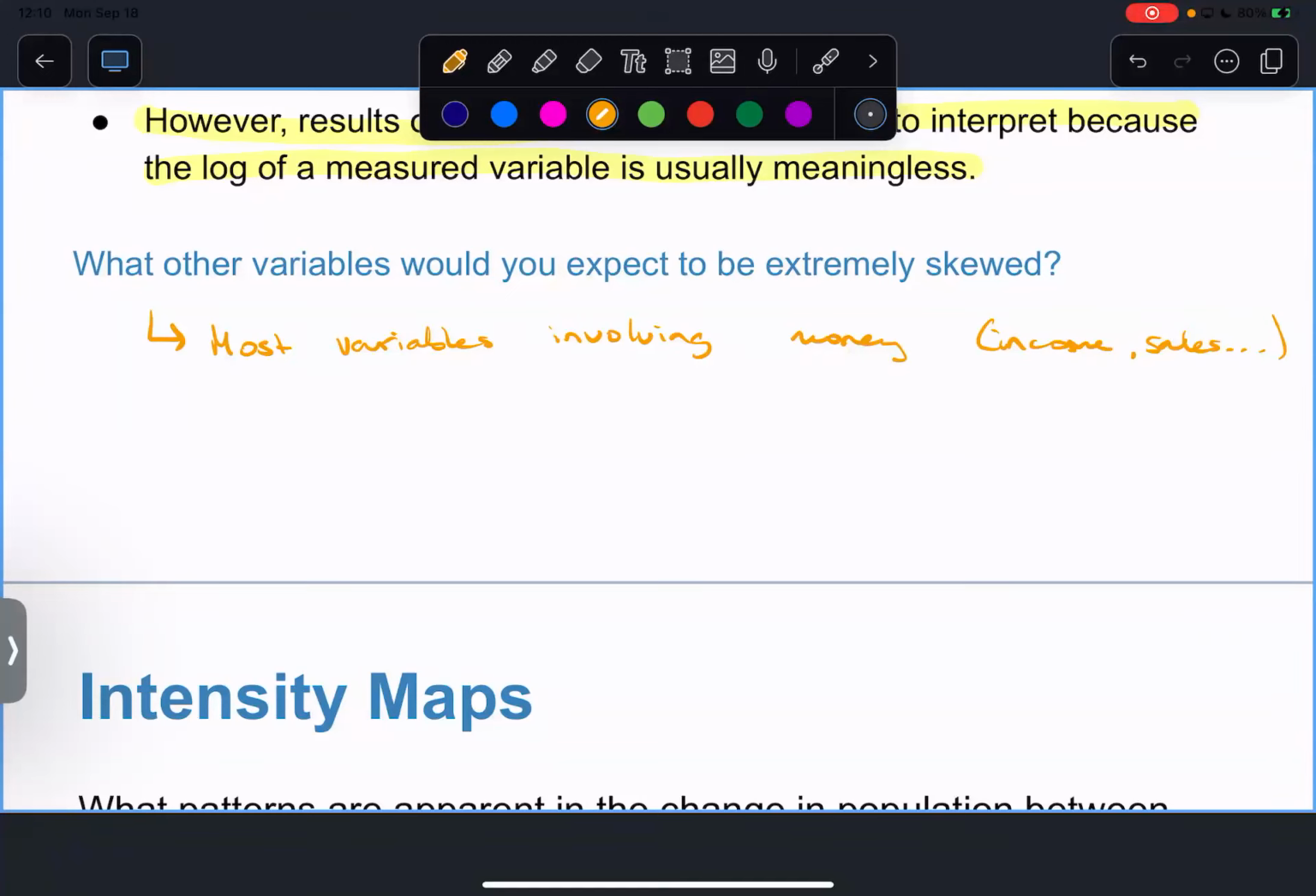What time is it? 12:10. Okay. Whenever I present, it puts it in blackout mode, so I can't see the time. It's really inconvenient.